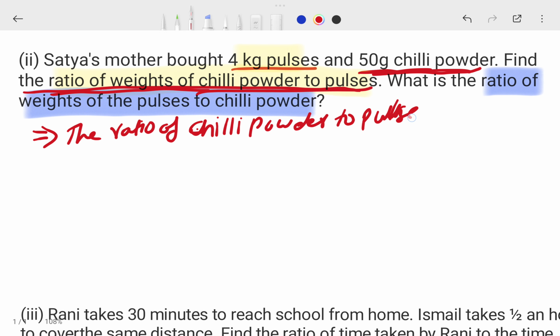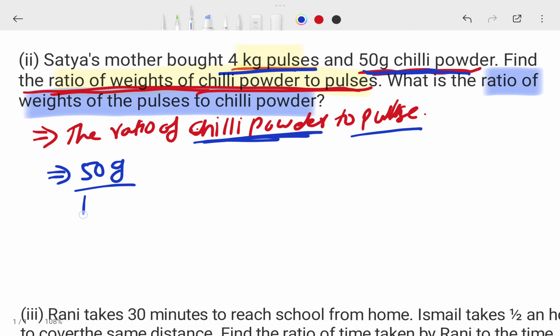That's going to be pulse. Okay, so here it is telling chili powder. What is the weight of chili powder? The weight of chili powder is 50 grams. So write it as a fraction, 50 grams. Now what is the weight of pulse? Pulse weight is how much? It is 4 kg.